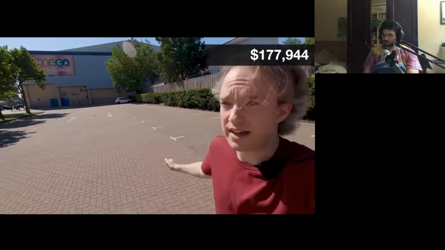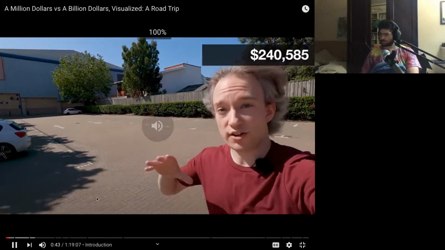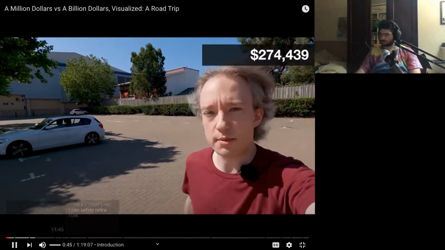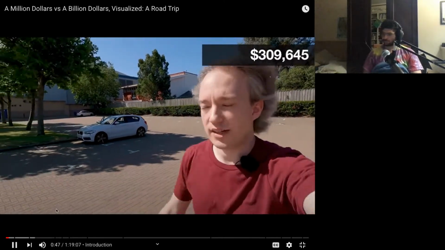We passed $10,000 within my first couple of steps back there, and that's more money than the average annual wage in a lot of the world. Now, there's a money clock on screen tied to the GPS in this camera, so the numbers should be about right as we go.